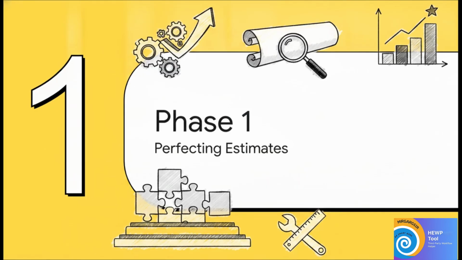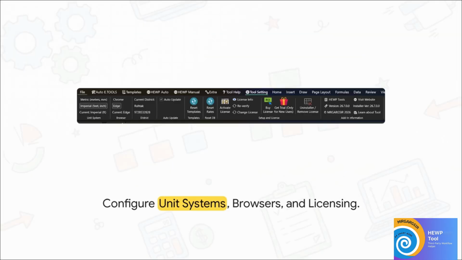Let's kick things off with Phase 1, perfecting estimates. Before you even touch an estimate, initial configuration is absolutely crucial. You'll want to head to the Tool Setting tab to configure your preferred unit system, so metric or imperial. Select your browser for web automation and verify your license. Getting this right on day one ensures a flawlessly smooth workflow from that point forward.